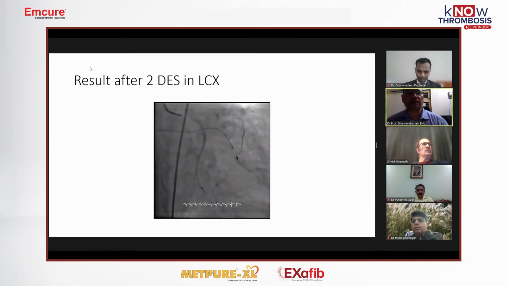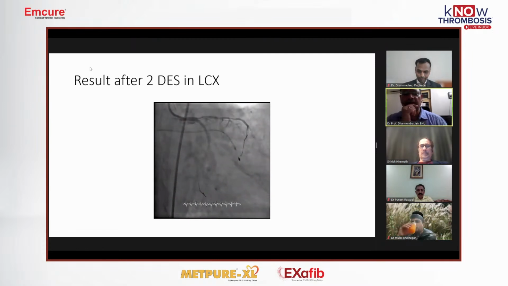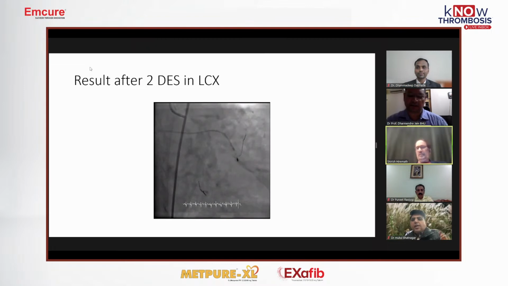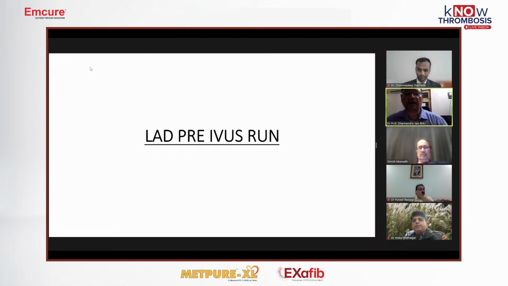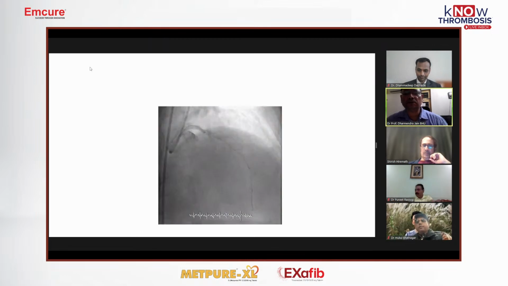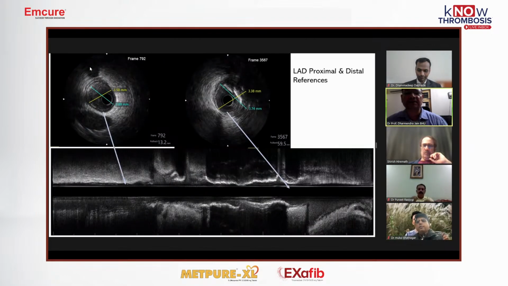So then we used the NC balloon, then cutting balloon, and then finally this was the result for LCX. It was not a big territory, and then we have done the IVUS run for LAD just to assess the calcium load. So IVUS was passed, and this is the result.